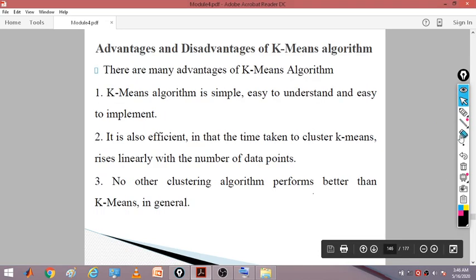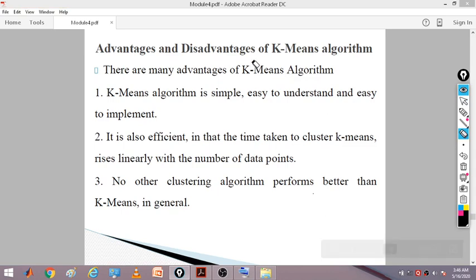So, the advantages and drawbacks of k-means. There are many advantages of the k-means algorithm. It is simple, easy to understand, and easy to implement. It is also efficient, in that the time taken to cluster rises linearly with the number of data points, so you always have a proportional increment. If you have a large data set, more time will be taken; with less data, less time will be taken to make the clusters. No other clustering algorithm performs better than k-means in general. When you compare, k-means gives better performance.